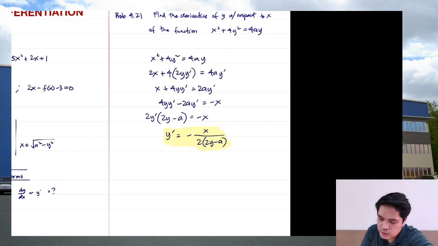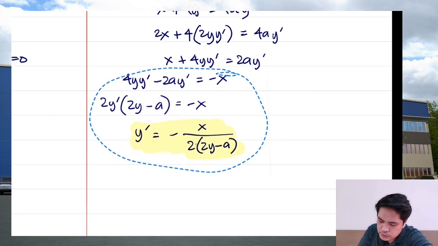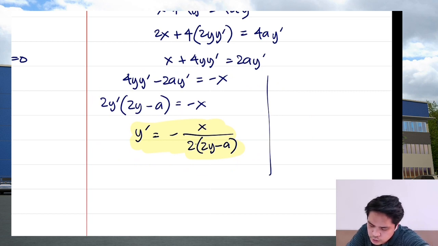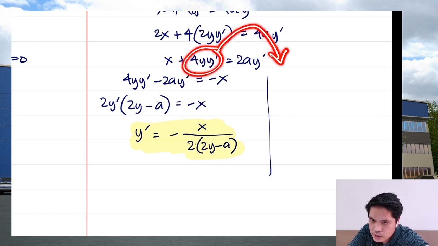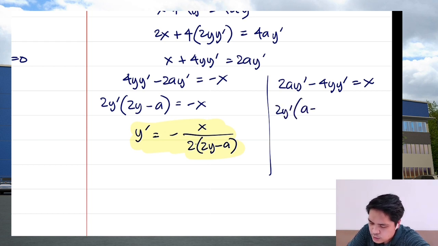Or pwede rin may positive form din to. From here, pwedeng ganito. You could also let this transpose to the other side. Or we could also transpose this to the other side. Then flip. Okay? So that would become 2ay prime minus 4y prime equals x. So this is the positive form of the answer. Then we'll have, again, the common factor is 2y prime. So that becomes a minus 2y. That's equal to x.